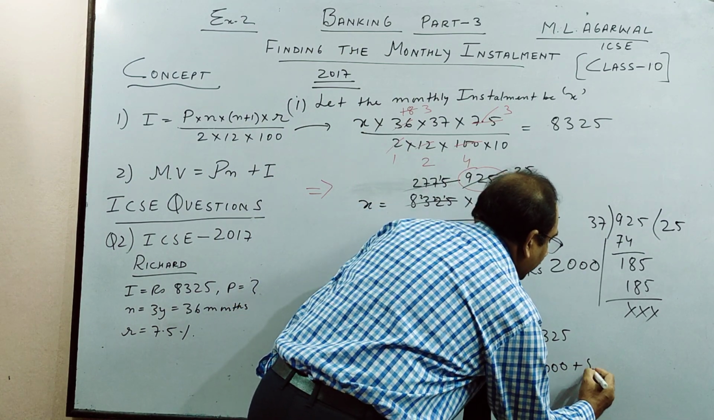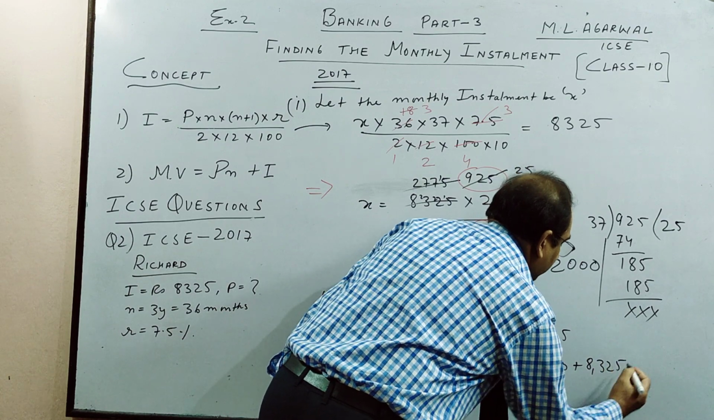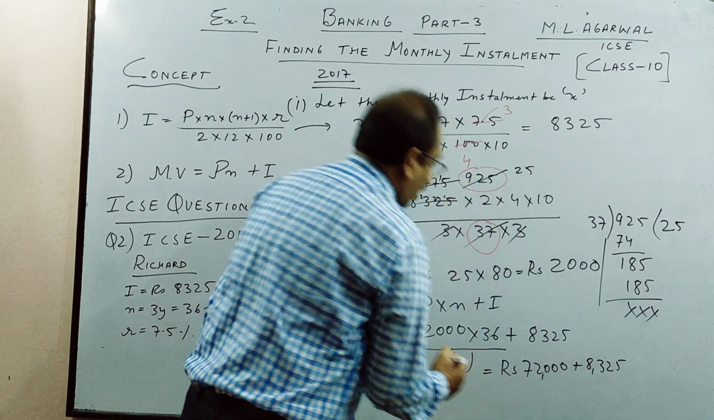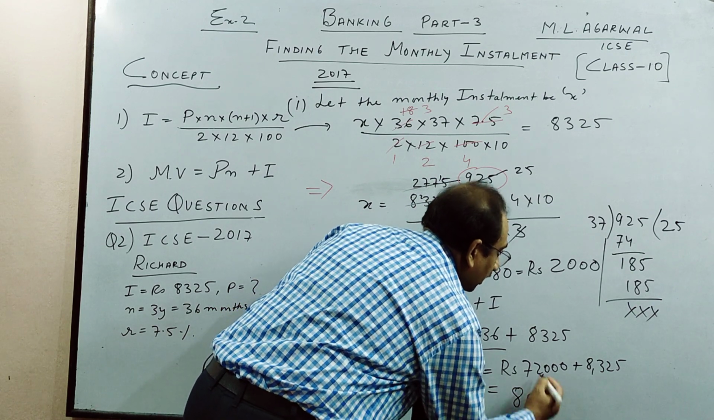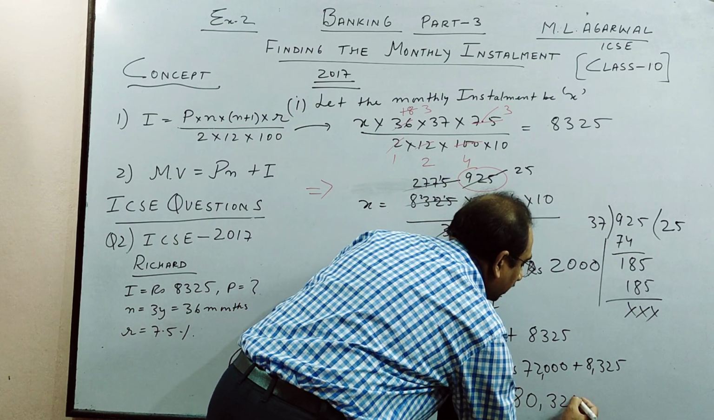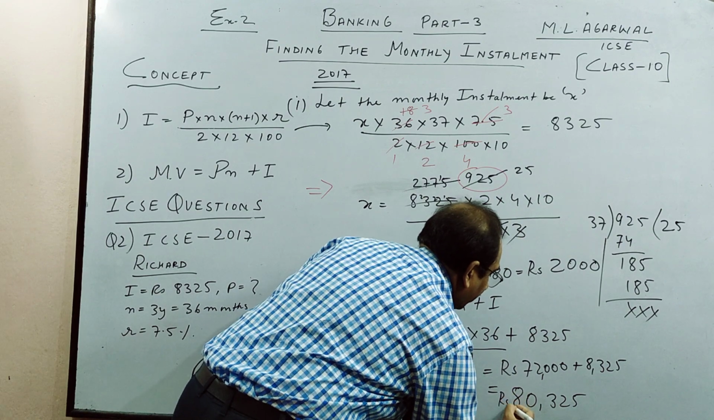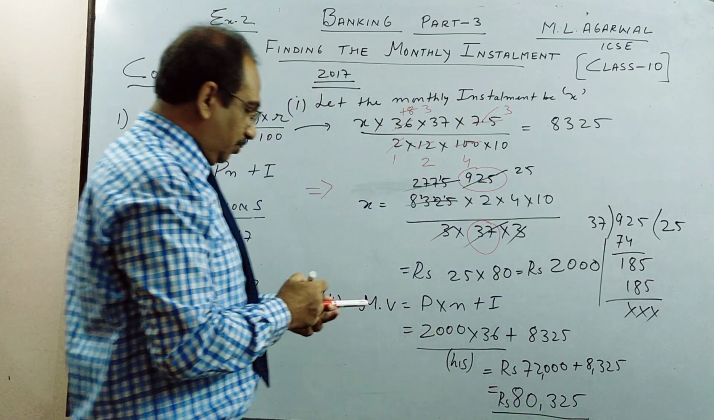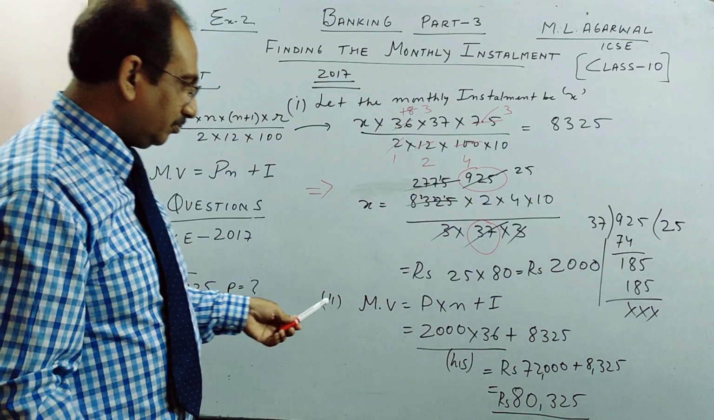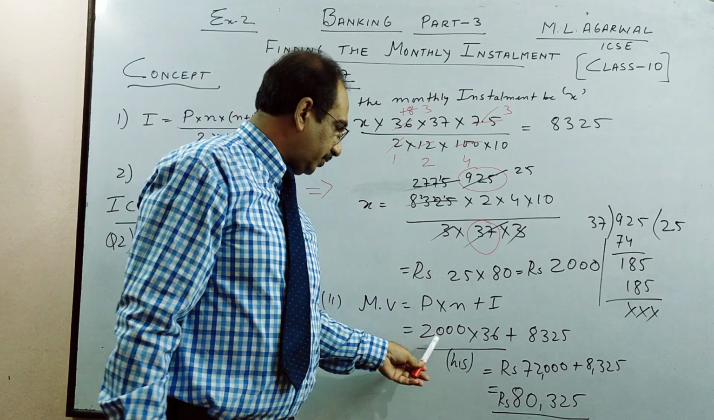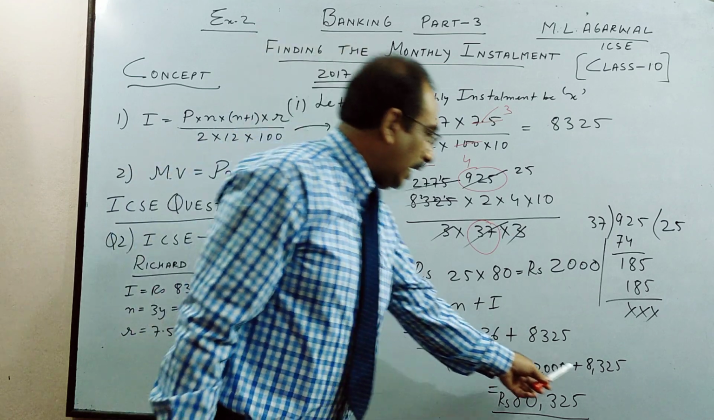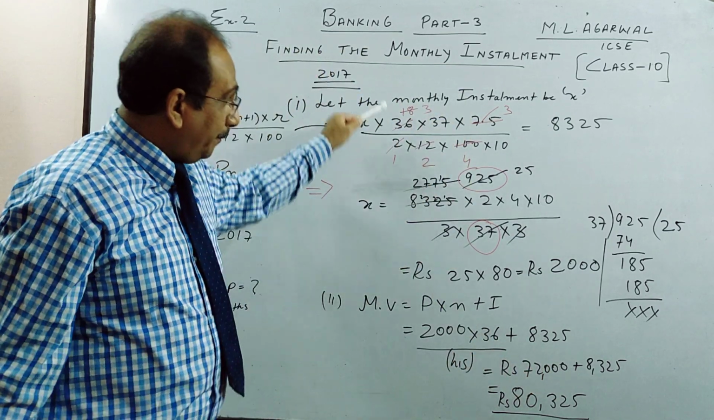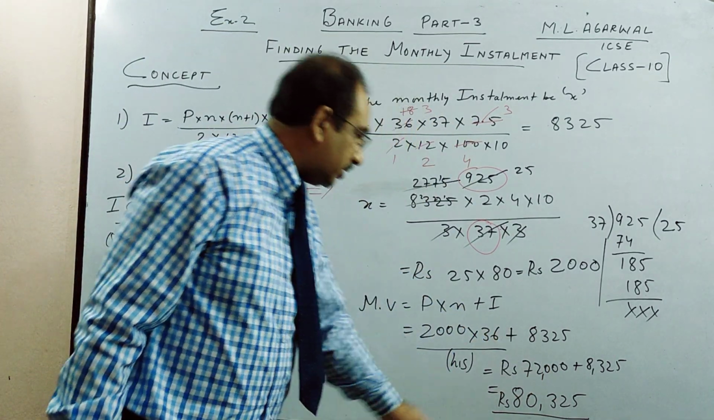So finally when you add, children, this will give 72,000, which is his own money, plus 8,325, paid by the bank as interest. So the final answer is 80,325 rupees. So once more, if you see, his money is 2000 into 36, 72,000, and this is the interest paid by the bank. So this is his total money.